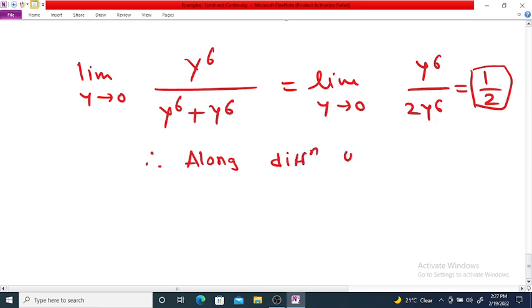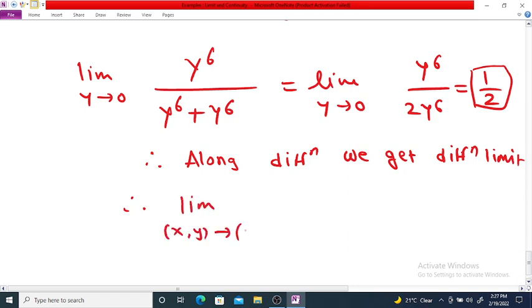we get different limits, and therefore the limit as (x, y) tends to (0, 0) of xy cube divided by x square plus y raised to 6 does not exist. This limit is what? Does not exist.